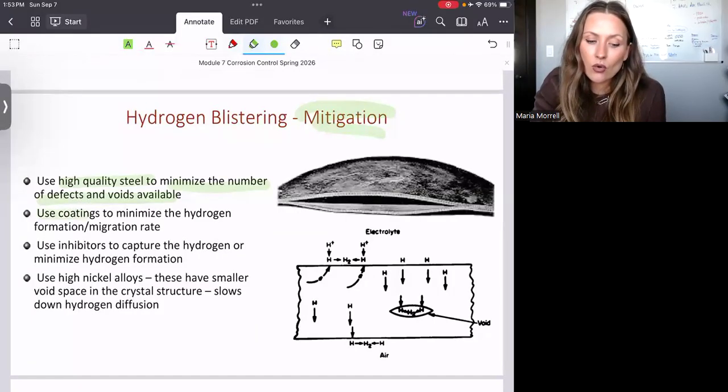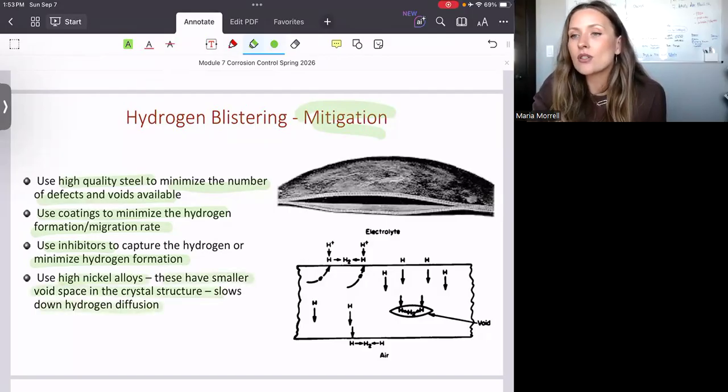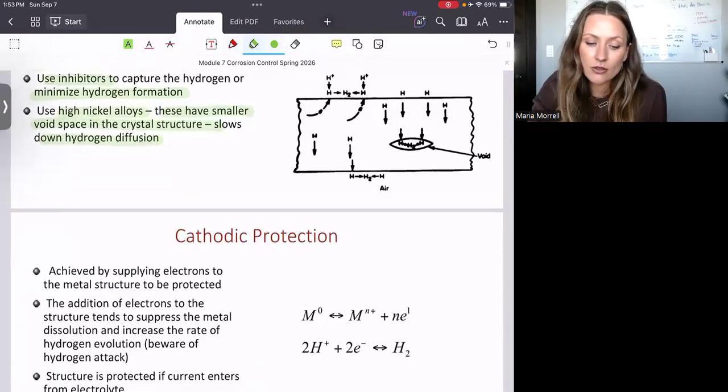You also can use coatings to minimize the hydrogen formation or migration rate, right? Again, you can use inhibitors to capture the hydrogen, right, and minimize the hydrogen formation. And you can use high nickel alloys that have smaller void space in the crystal because that allows you to slow down the diffusion of hydrogen across the material.